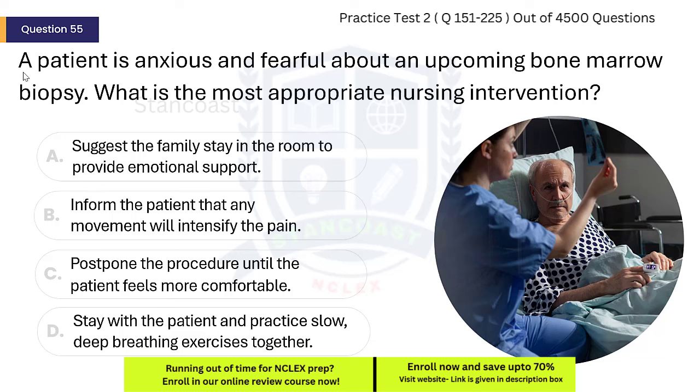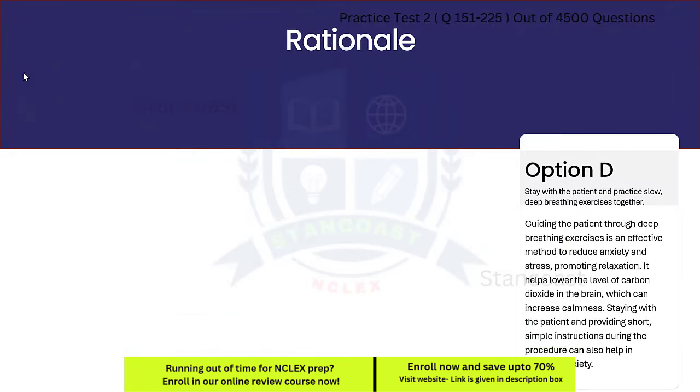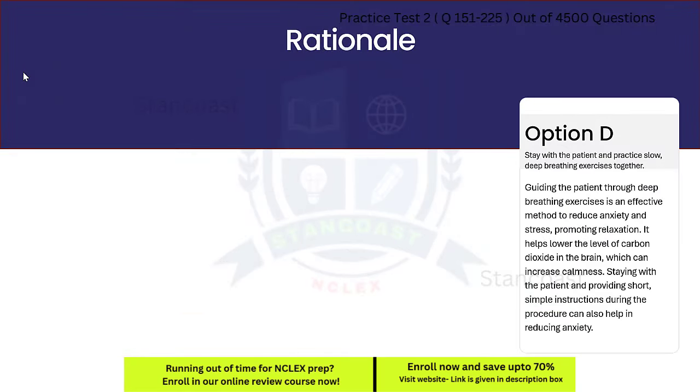Consider the best way to ease the patient's anxiety. The correct answer is D. Stay with the patient and practice slow, deep breathing exercises together. Guiding the patient through deep breathing exercises can help reduce anxiety and stress, promoting relaxation. Family presence might add stress, and delaying the procedure does not address the anxiety effectively.